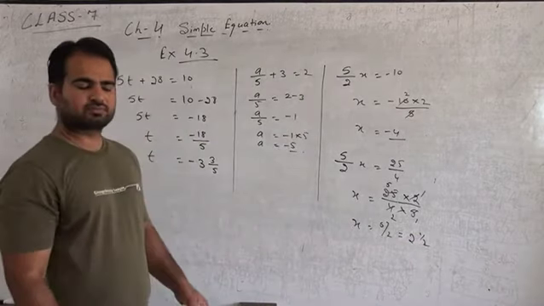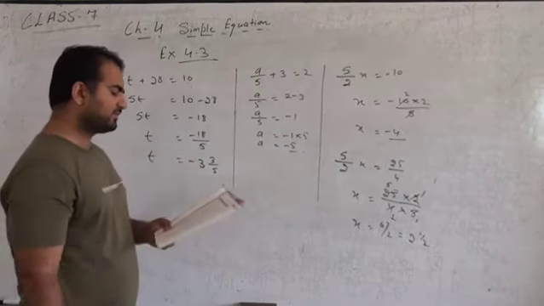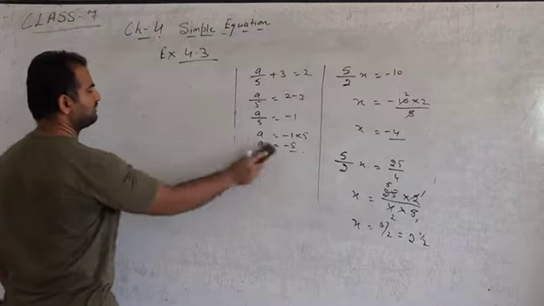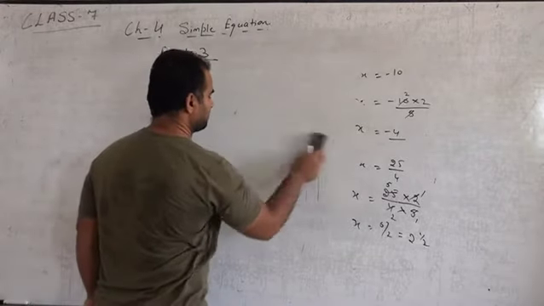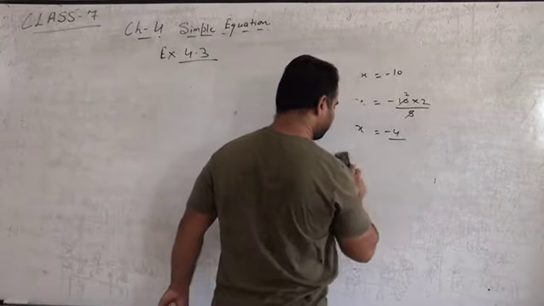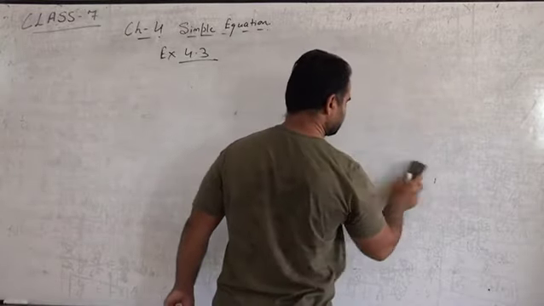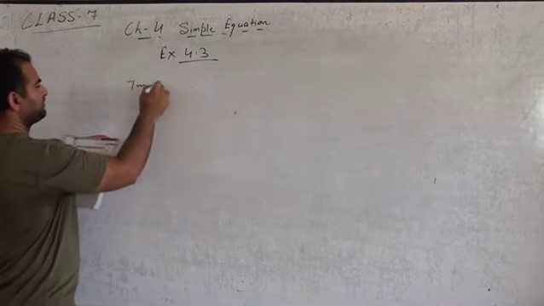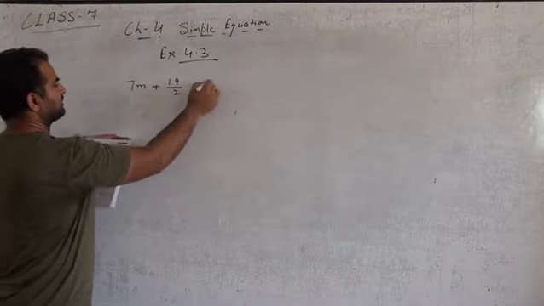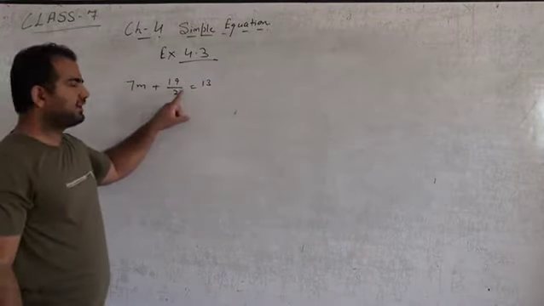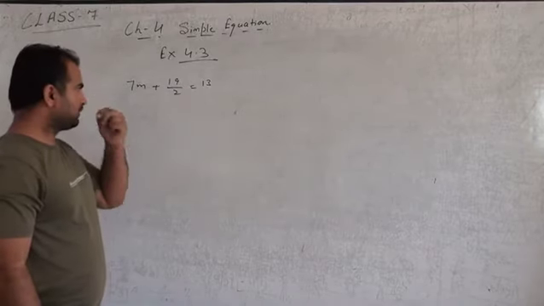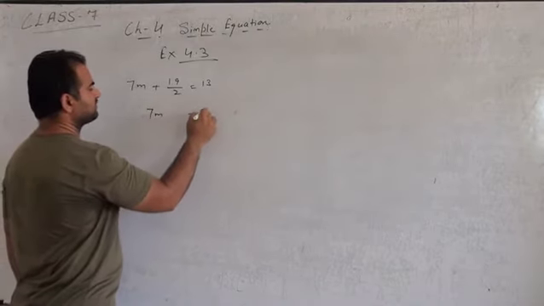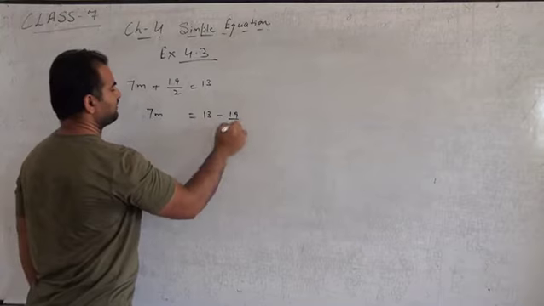Okay. Next is 7m plus 19 by 2 equals 13. Does 19 by 2 contain a variable? No, then we have to shift this to that side. So 7m equals 13 minus 19 by 2.